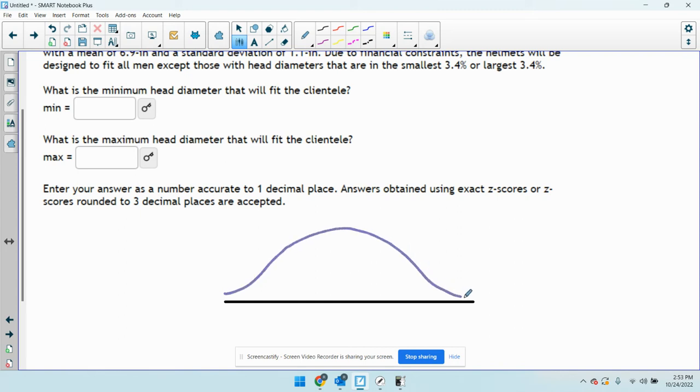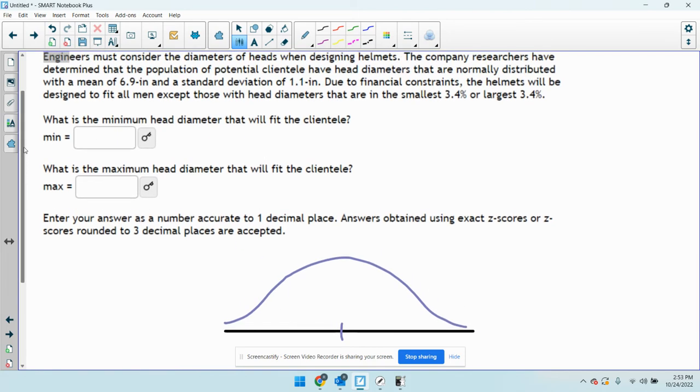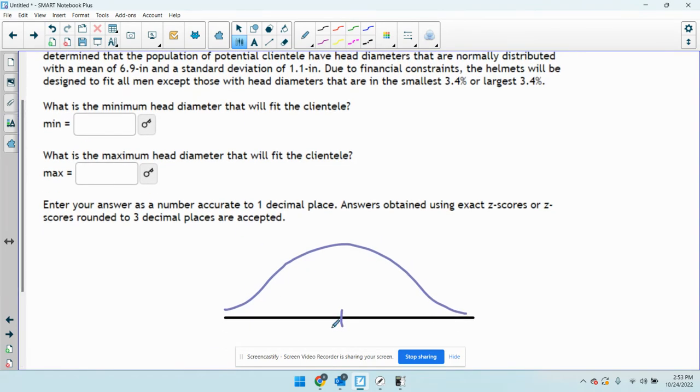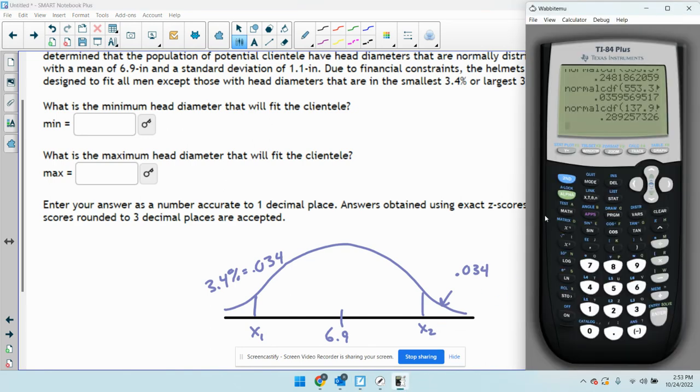Normally distributed, so they follow the normal curve. So we're looking for, what is the mean here? We put the mean in the middle, 6.9. We're looking for the X value that cuts off the bottom 3.4%, which is 0.034. And we'll call this X2 that cuts off the top 0.034. So we have the percentage. We're looking for the value.